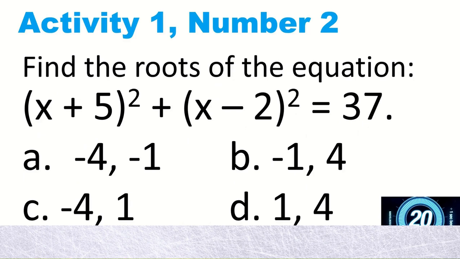Next, may you try to answer activity 1, number 2. Find the roots of the equation, the quantity of x plus 5 squared plus the quantity of x minus 2 squared equals 37. Is that A, negative 4, negative 1, B, negative 1, 4, C, negative 4, 1, or D, 1, 4? May you try?